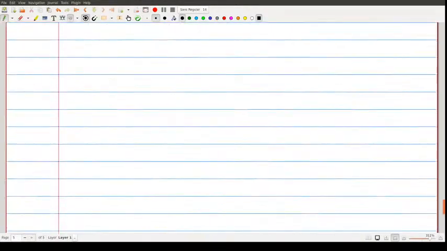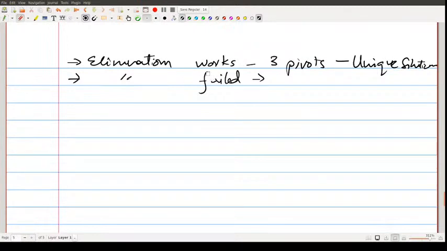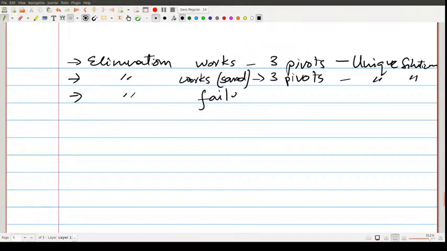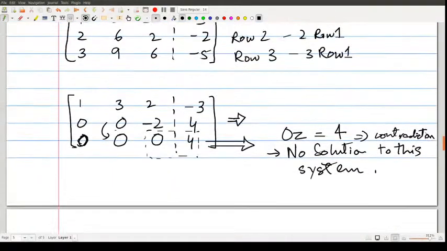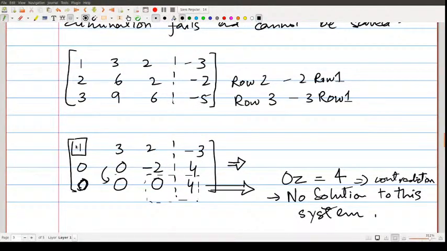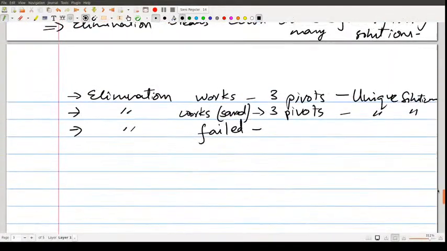Elimination failed, but not really. Elimination was sort of, let's call it, elimination works. It was actually saved from failure, and in this case I still got 3 pivots, right? And I got a unique solution. In the third case, elimination failed. It completely broke down and I got, how many pivots was this? So when I got no solution, technically this was a pivot and this was a pivot. So I got 2 pivots but no solution, right?